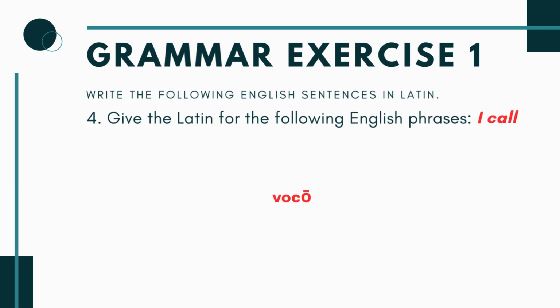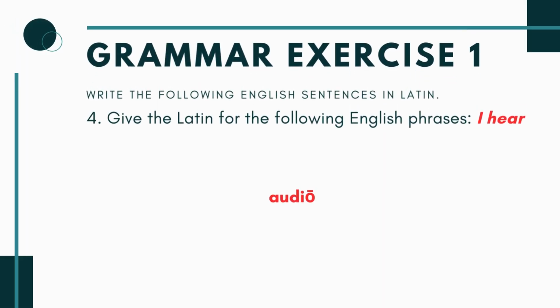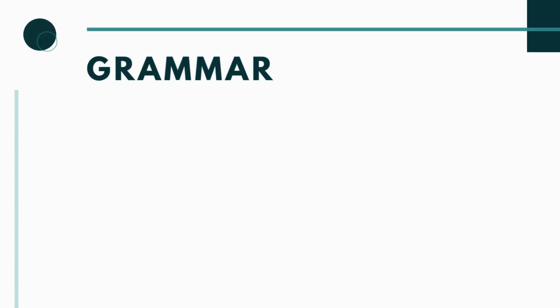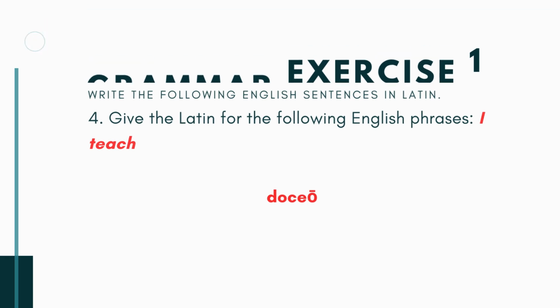Next, you have "I call." So now we're switching around from "they" to "I." So "I call" is voco, right? Nothing crazy there. For "I hear," it's audio. We're just taking the first principal part of the verb. Next, you have "I do," which is ago. Then you have "I teach," which is doceo, right? Doceo is just the first principal part of the verb.